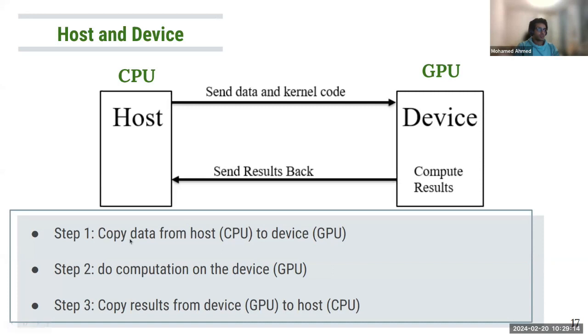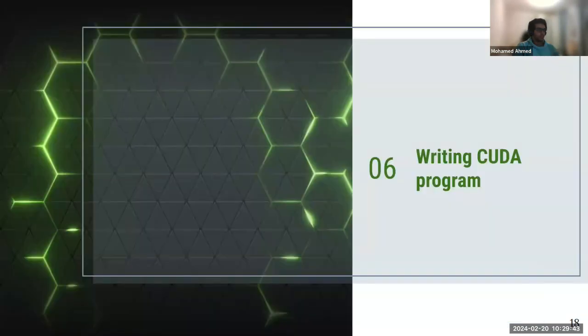These are the steps you will always do. Step one is to copy the data from the host, which is the CPU, to the device, which is your GPU. The second step is doing the computation on the device, on the GPU. The last step is to copy the results back to the host so you can process it or see it. So this is about the host and device.